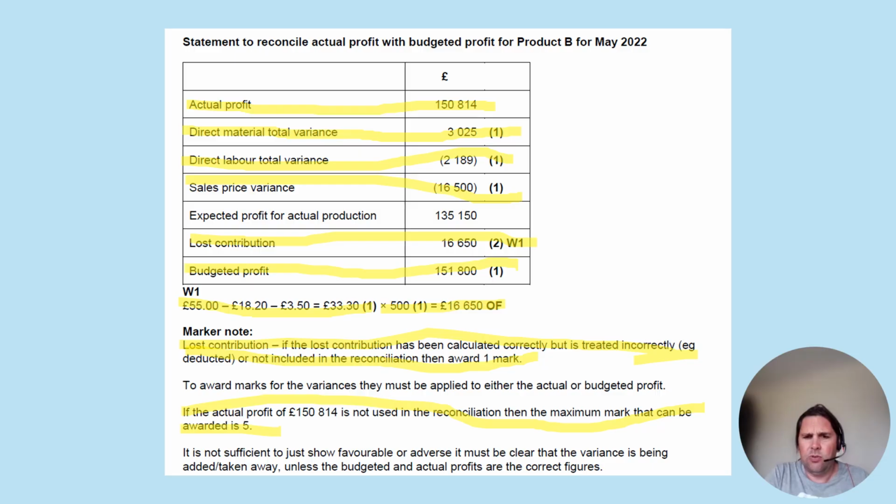So if the actual profit is not used, then the maximum amount you can gain is 5. Why wouldn't you do it? It tells you to go from actual to budget. Sometimes you forget, so read that question carefully. And don't just list the variances. Don't just say favourable or adverse. Make it clear to the examiner you're adding or taking away. Yes, if budget and actual is right, you're going to get the marks, but you might make a mistake. And too many students don't do it. They're awkward, but could come up. Practice them. Good luck.